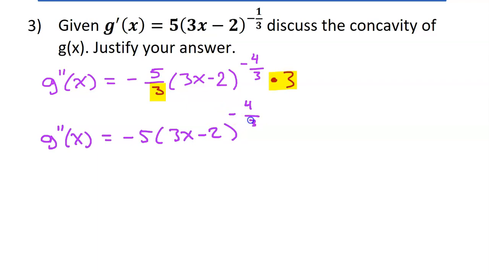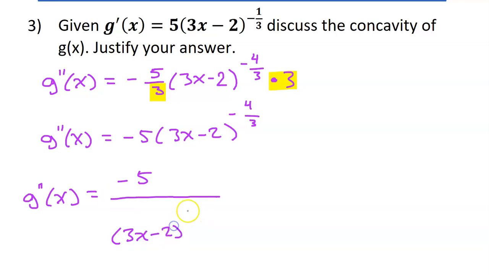4 over 3 power. In order to discuss the concavity, we are going to need a sign chart of g double prime. To make the sign chart, it will be slightly easier if we go ahead and write this as a fraction. So we have g double prime is equal to negative 5 over (3x minus 2) to the 4/3 power.